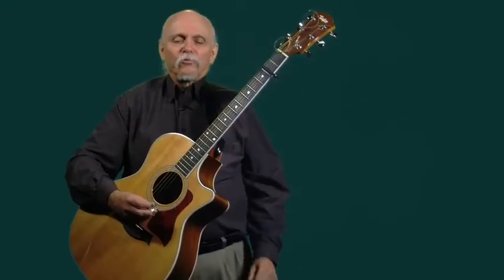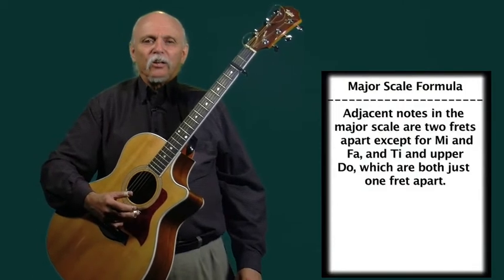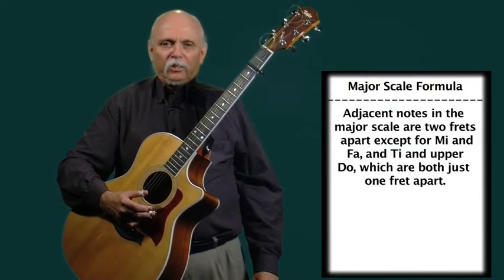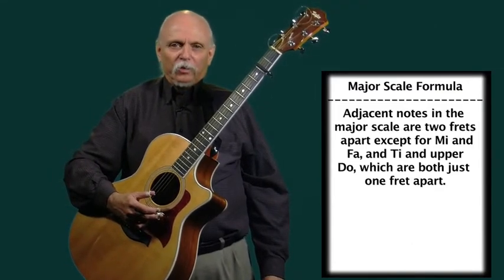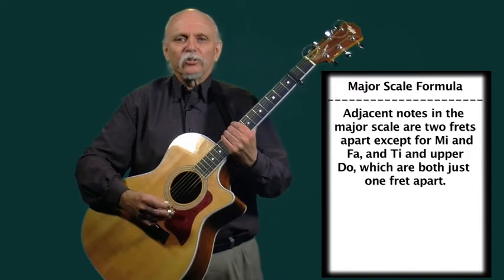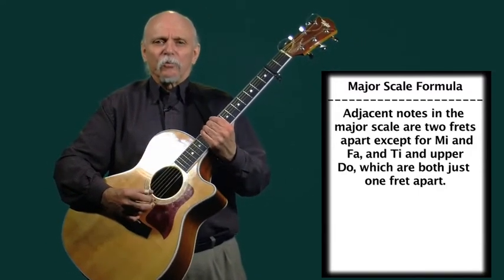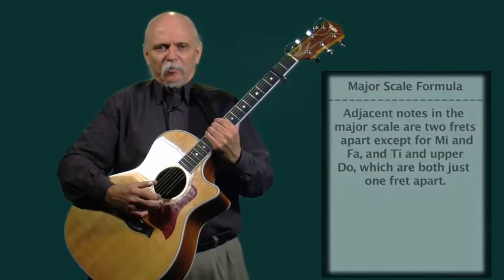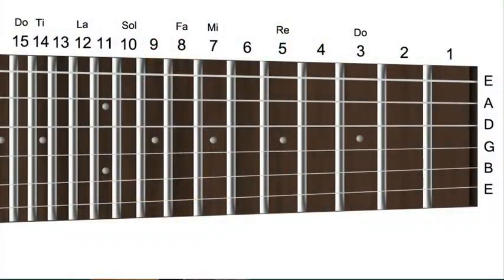So here's the formula for a major scale on a single string. Adjacent notes in the major scale are 2 frets apart, except for Mi and Fa and Ti and upper Do, which are both just 1 fret apart. So if I play a scale on just one string, no matter where I start, as long as I follow this formula, I'm going to get a major scale. For example, here's what happens if I take G as my Do.